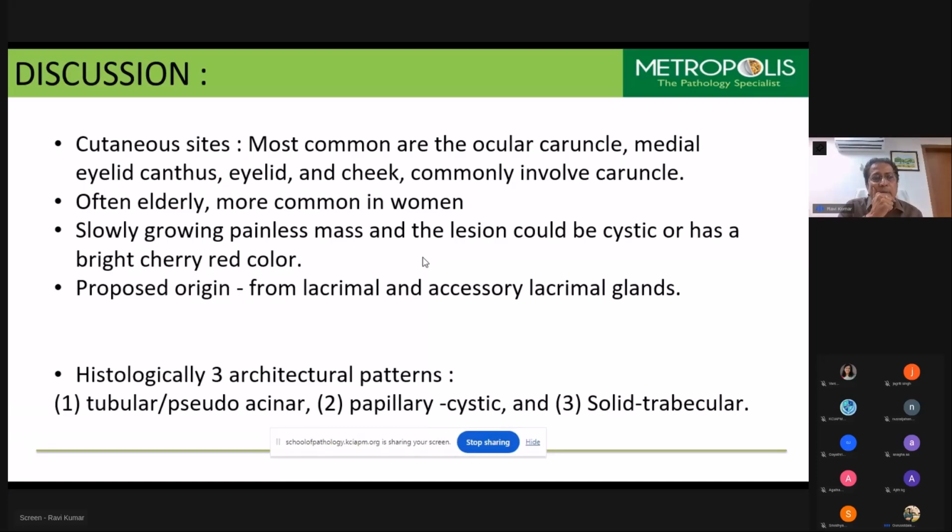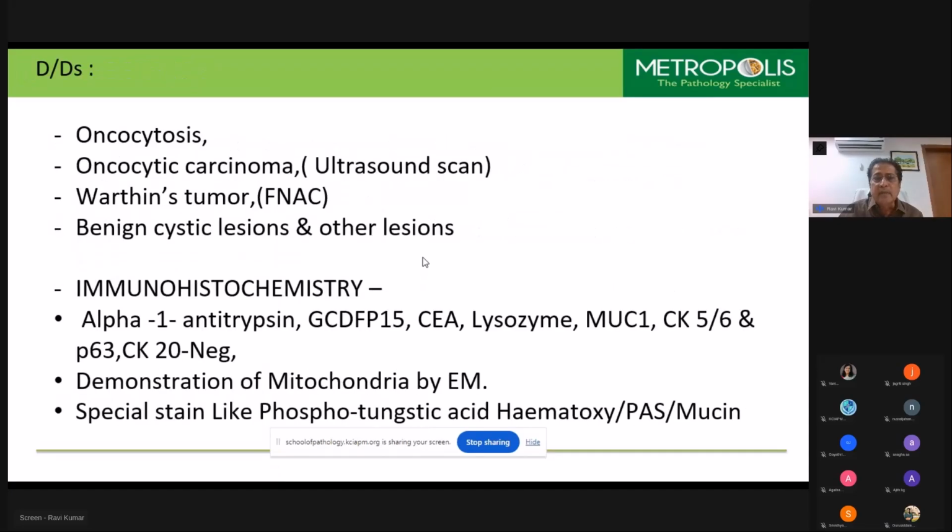So histologically, you can see three architectural patterns for this. Do you get sweat glands in the conjunctiva? Because this is a lesion from the conjunctiva, right? I think no, right? Anyhow, let us see this. Coming to the histological patterns, we have three: one is tubular, the second is papillary and cystic, and then solid trabecular. These are the three patterns we can see histologically.